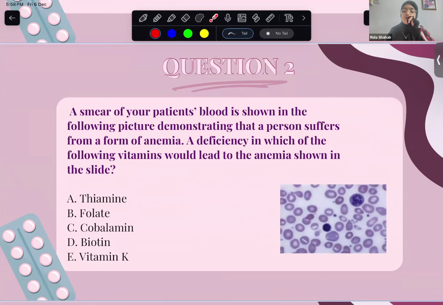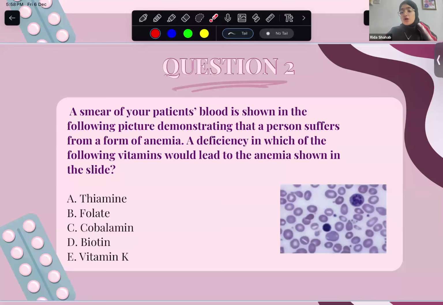Okay. So a smear of your patient's blood is shown in the following picture, demonstrating that a person suffers from a form of anemia. A deficiency in which of the following vitamins would lead to anemia that is shown in the picture? We talked about 3 anemias, guys, if you remember. Okay. Megaloblastic anemia. Yes, this is a picture of megaloblastic anemia.